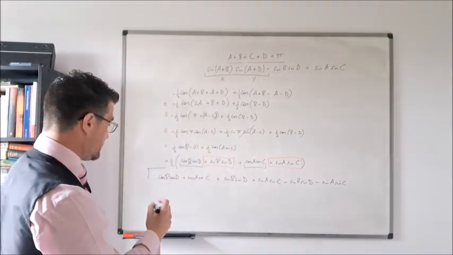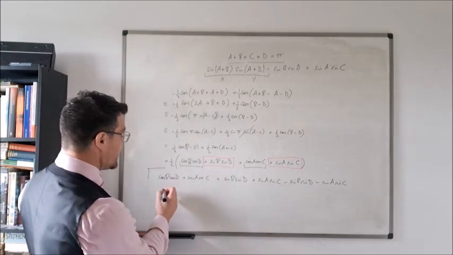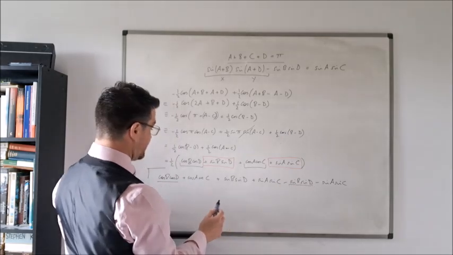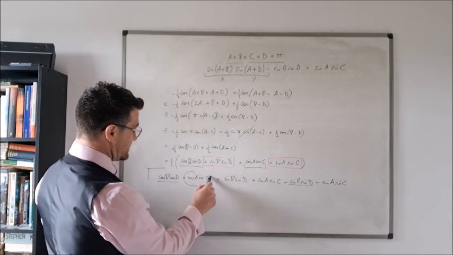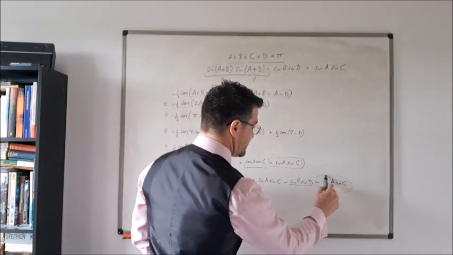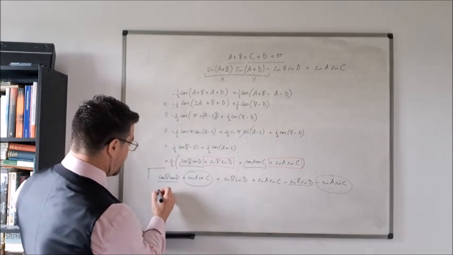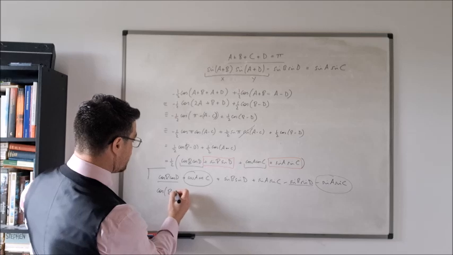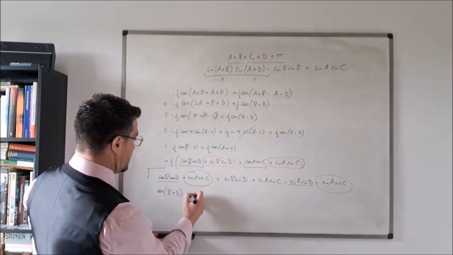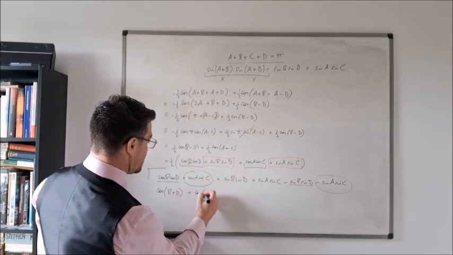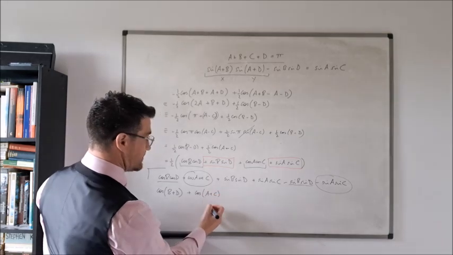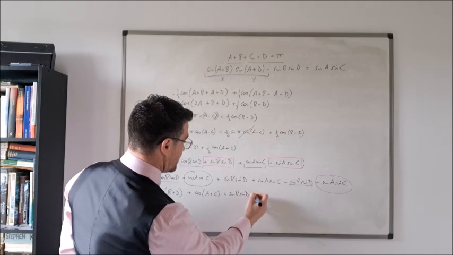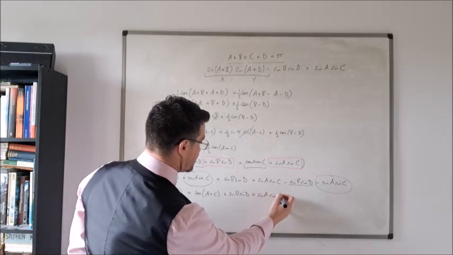Why would I do that? It seems such a bizarre thing to do, because then I can group this with this, and I can group this with this. And what I end up with is cos(b plus d) plus cos(a plus c) plus sine b sine d plus sine a sine c.